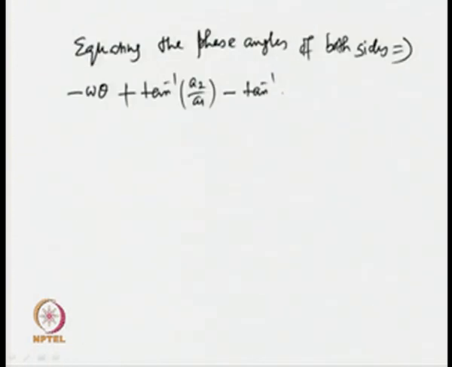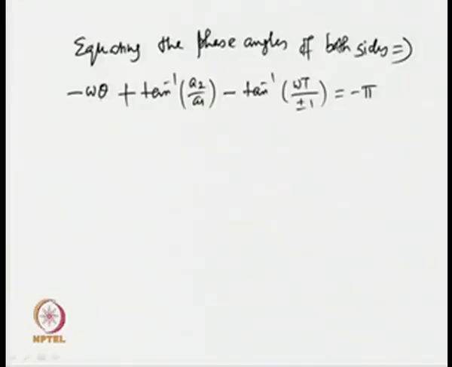So, it will be minus tan inverse omega t divided by plus minus 1, and that angle is nothing but minus pi, as we have seen earlier. The net loop phase is minus pi, then only some limit cycle can occur. So, how to find the expression for theta now?